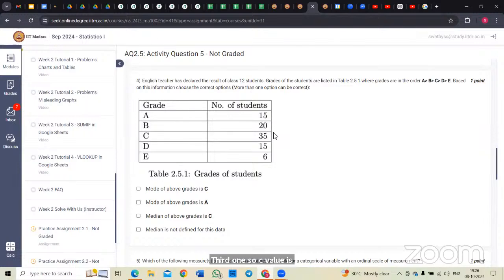We have to check upon the criteria which is ordered in the question: grades A, B, C, D, E. So A is greater than B, B is greater than C, C is greater than D, and D is greater than E. So if there are 5 grades, the median will be C only. Okay, ma'am.